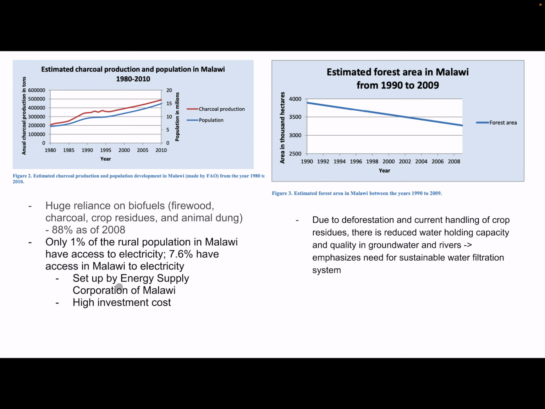There was a company called the Energy Supply Corporation of Malawi, and they're trying to increase the amount of electricity people use and decrease the reliance on biofuels. So checking up and seeing what the progress is on that would be interesting. And obviously deforestation is bad. We want to prevent deforestation because it can reduce the amount of water in groundwater and rivers, which can not only negatively impact soils, but also impact the amount of drinking water we have.